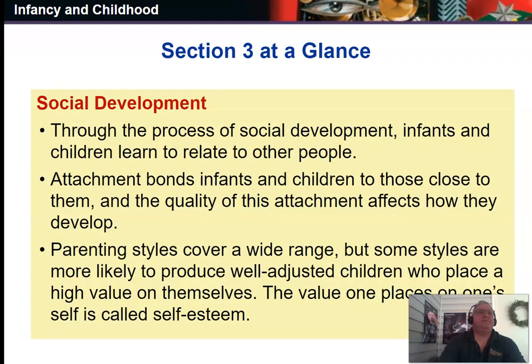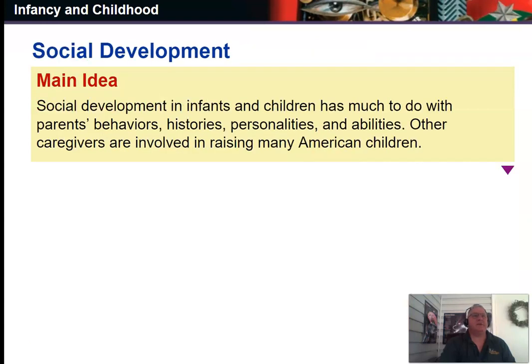Section 3, Social Development. Through the process of social development, infants and children learn to relate to other people. Attachments bond infants and children to those close to them, and the quality of this attachment affects how they develop. Parenting styles cover a wide range, but some styles are more likely to produce well-adjusted children who place a high value on themselves. The value one places on oneself is called self-esteem.